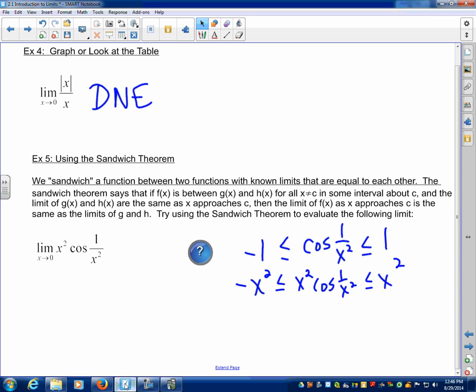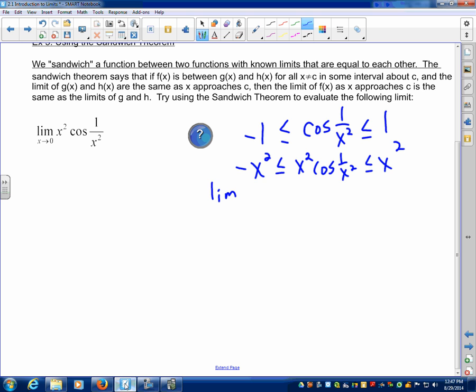So if I can find the limit of each of these, let's go ahead and run the limit. Limit as x approaches 0 of negative x squared, and then run the limit through each of these. Limit as x approaches 0 of x squared cosine 1 over x squared, and less than or equal to limit as x approaches 0 of x squared. What's the limit as x approaches 0 of each of the things on the ends? Just a little bit of algebra. All I'm doing is applying the limit to each of the three parts, right? Keeping it in balance.